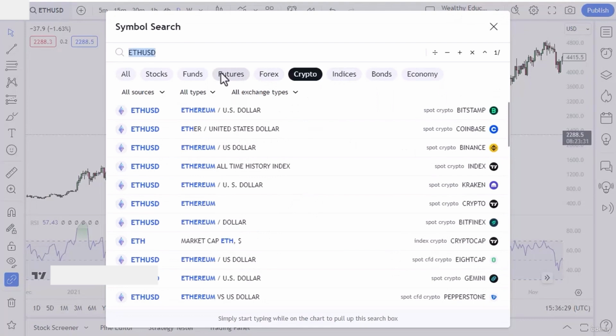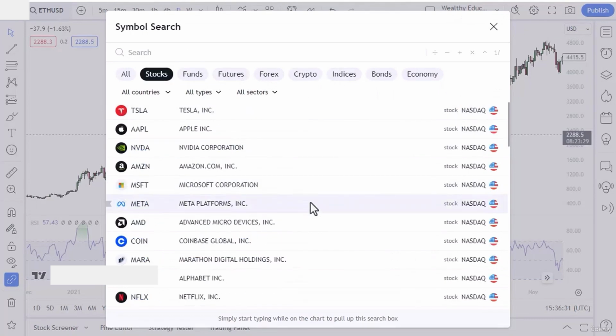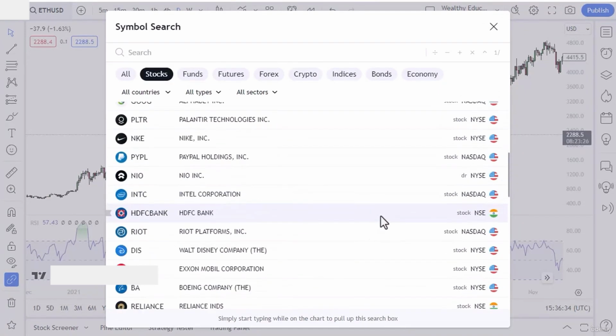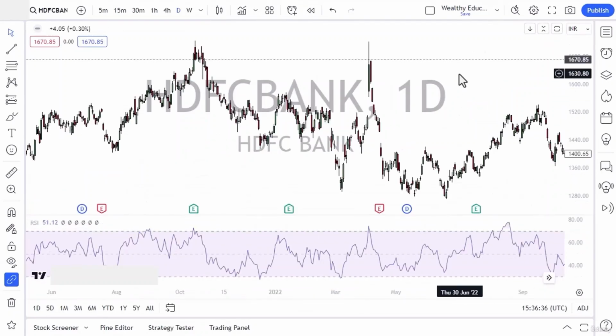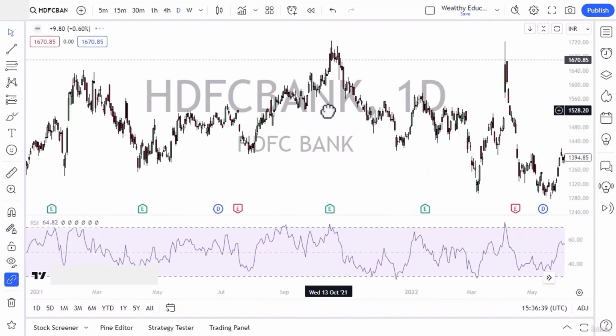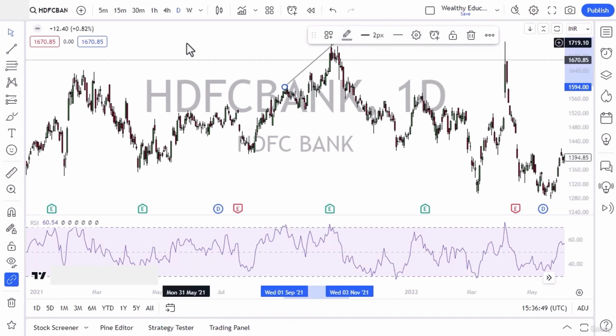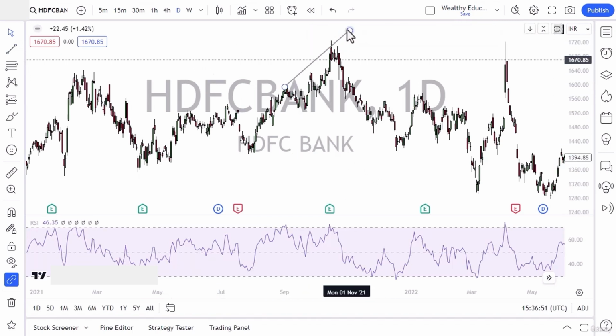So let me go to the stocks world here, and let's see if we can find a good example here. So notice this market, HDFC Bank. Notice that it had rallied quite significantly during this time frame, but notice how the momentum was actually dropping. It peaked again and then it dropped again. That is divergence. That's the momentum not behaving the same way as price.